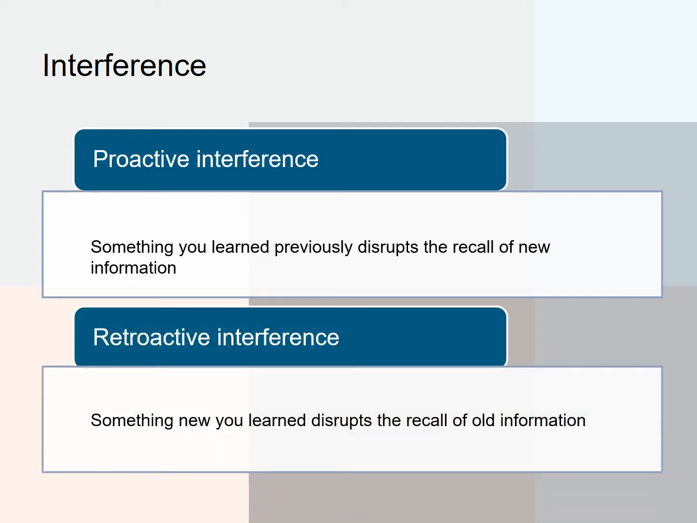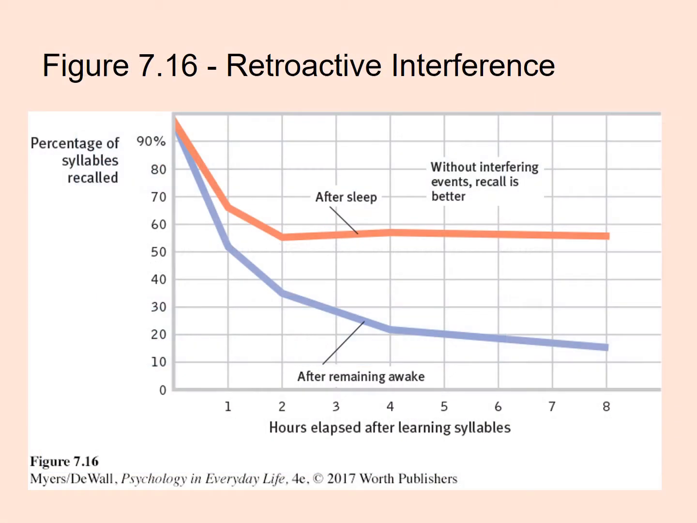Then there's retroactive interference, and this is when something new you learn disrupts the recall of old information. So that something new becomes more relevant, or something in your brain somehow wins in the recalling of the memory. So let's talk about retroactive interference. Here in this graph, we've got hours that lapsed after learning new syllables, and then on the y-axis we have percentage of syllables recalled from 0 to 100%.